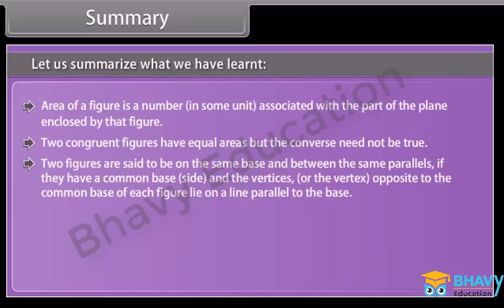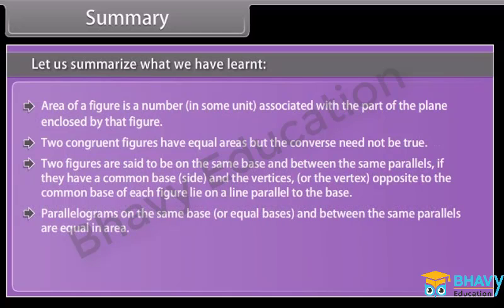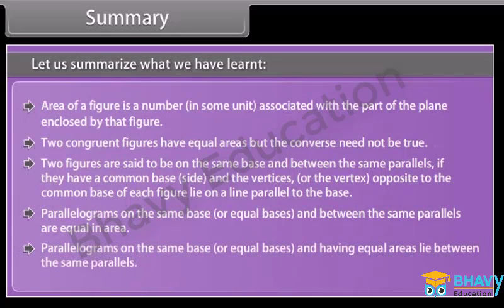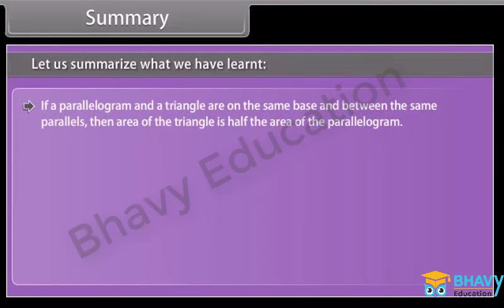Parallelograms on the same base or equal bases and between the same parallels are equal in area. Parallelograms on the same base or equal bases and having equal areas lie between the same parallels. If a parallelogram and a triangle are on the same base and between the same parallels, then area of the triangle is half the area of the parallelogram.